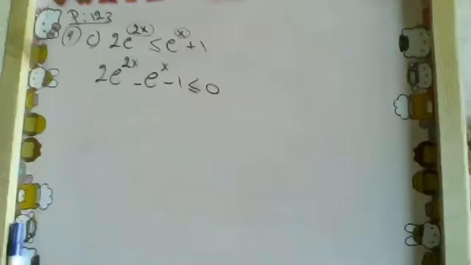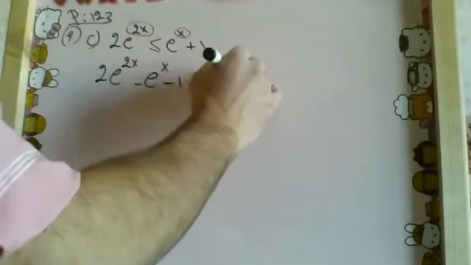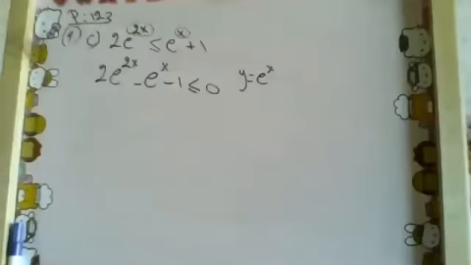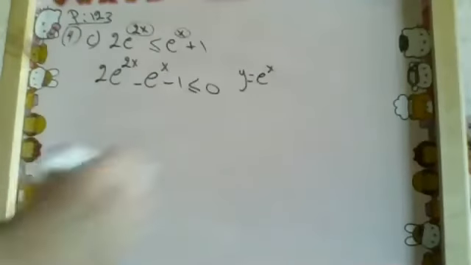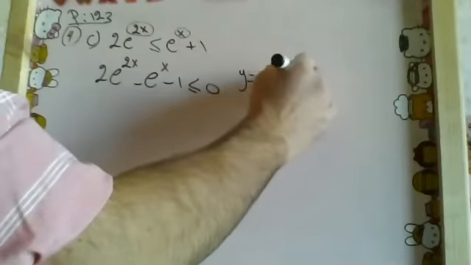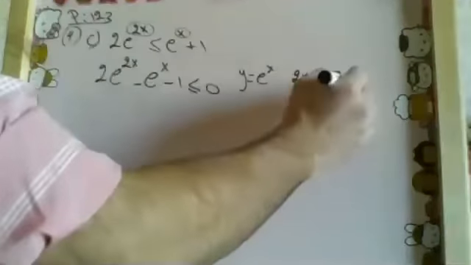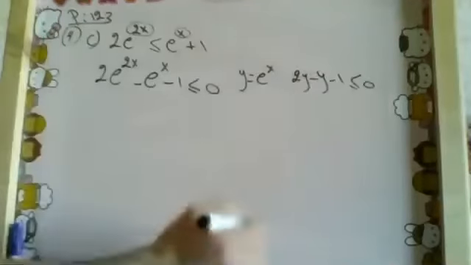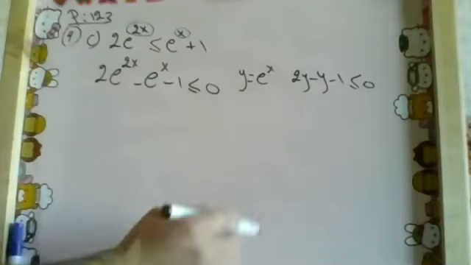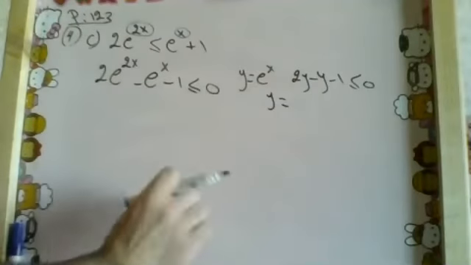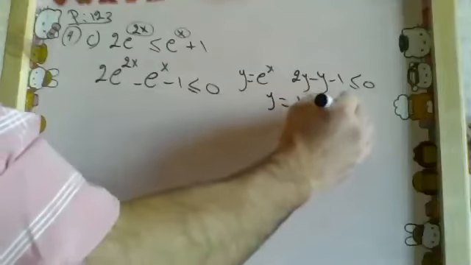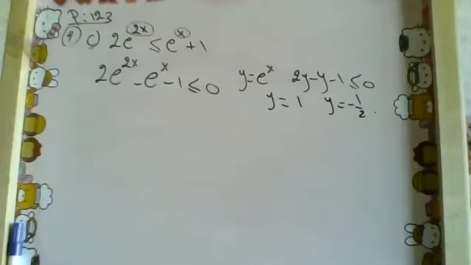If you put y equal e power x, and you find the roots, then you get 2y minus y minus 1 less than or equal to 0. The roots, if you use the calculator, y is equal to 1, y is equal to negative 1 over 2. Right?